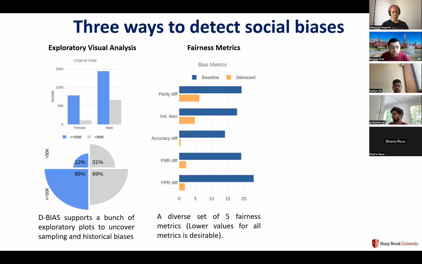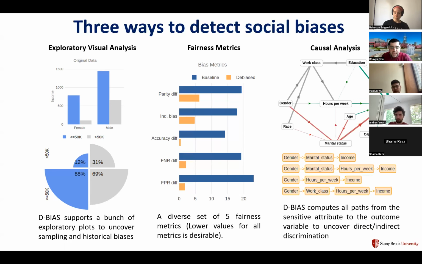Second, we use a whole bunch of conventional fairness metrics to show bias. So this includes things like parity difference, individual bias, accuracy difference, false negative rate difference, false positive rate difference, etc. These are something that you will find in typical machine learning literature to quantify bias. We have used a bunch of them to give a more comprehensive view of bias in a particular data set. And lastly, we use causal analysis to show bias.